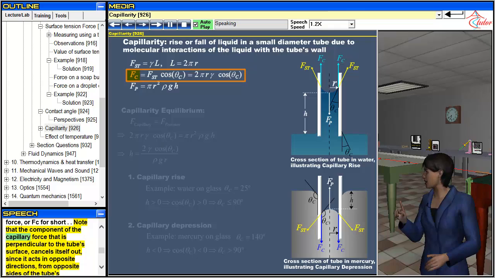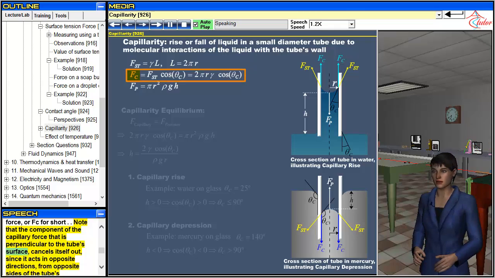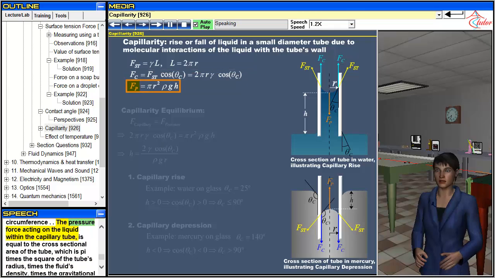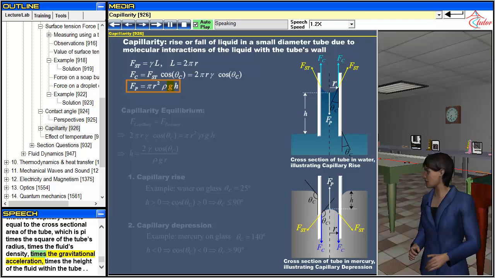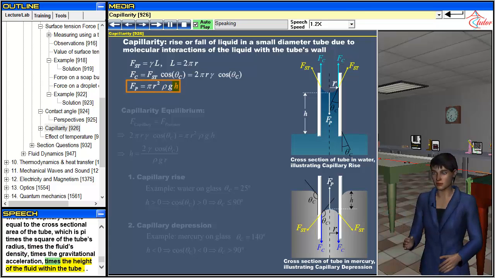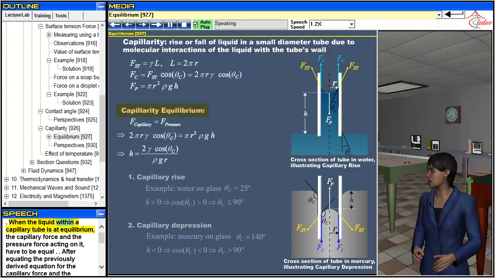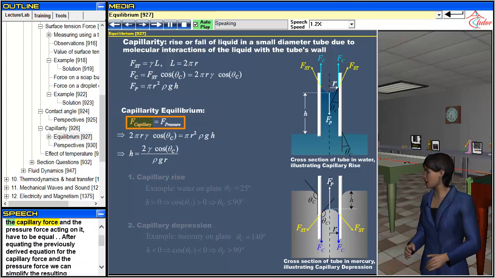Note that the component of the capillary force that is perpendicular to the tube's surface cancels itself out, since it acts in opposite directions, from opposite sides of the tube's circumference. The pressure force acting on the liquid within the capillary tube is equal to the cross-sectional area of the tube, which is pi times the square of the tube's radius, times the fluid's density, times the gravitational acceleration, times the height of the fluid within the tube. When the liquid within a capillary tube is at equilibrium, the capillary force and the pressure force acting on it have to be equal.